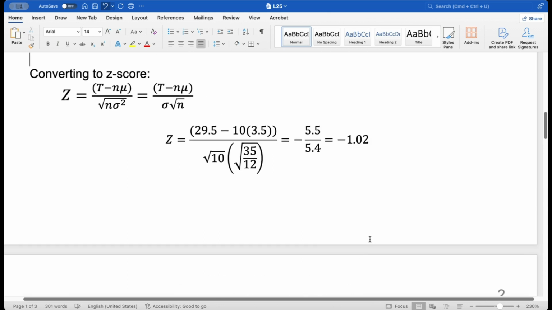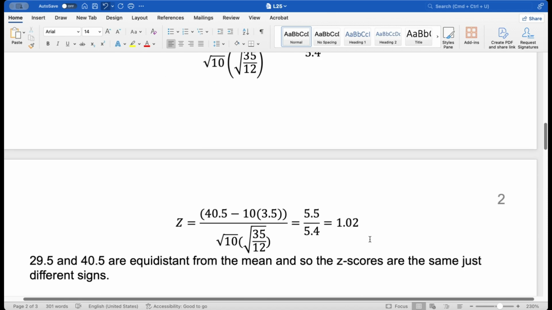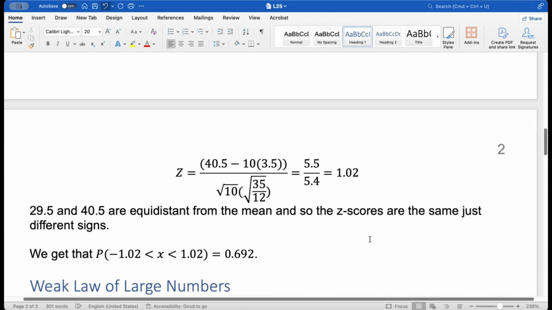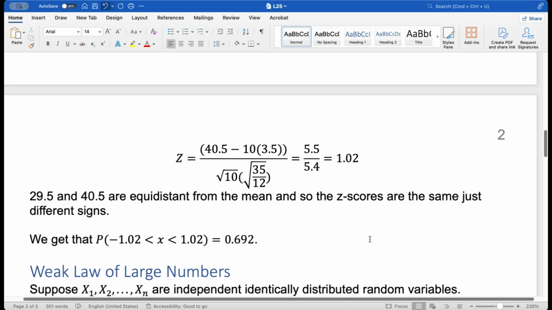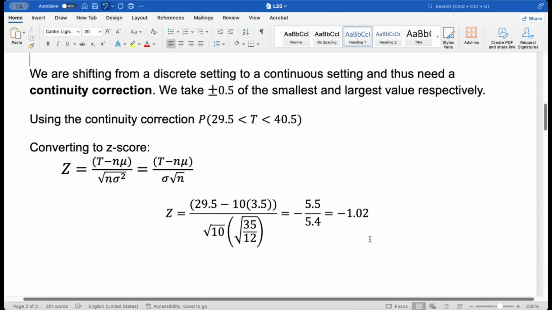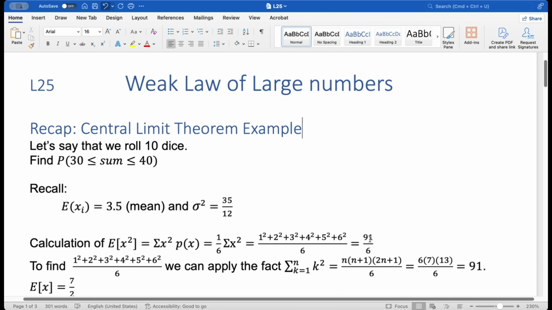And when you do the 40.5, you get positive 1.02, because 29.5 and 40.5 are equidistant from the mean of 35, so we just have opposite signs there. Then looking this up on the Z chart, you'll get a probability of 0.692. So about a 69.2% chance that the sum for 10 rolls will fall between 30 and 40.